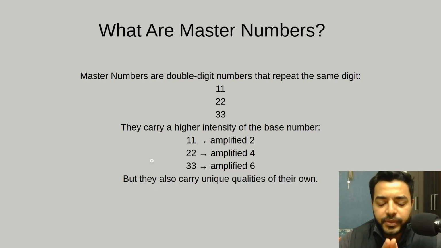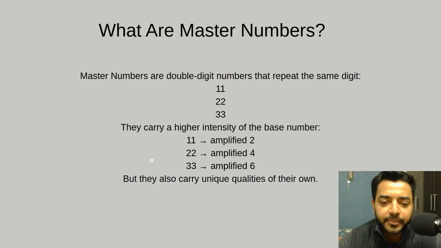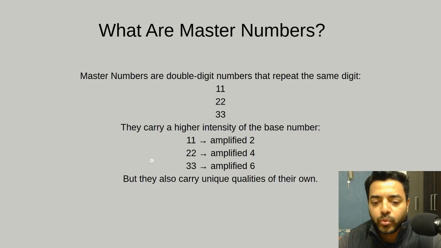Now, first and foremost, we understood that we have to use numbers from 1 to 9. That's 1, 2, 3, 4, 5, 6, 7, 8, and 9. But there are three more numbers which we will be using in Pythagorean numerology, and that includes 11, 22, and 33, which we call master numbers, right? Master numbers are double digit numbers that repeat the same digit, that is 11, 22, and 33. They carry a higher intensity of the base number. So 11 is amplified 2, 22 is the version of 4 which is amplified, and 33 is the version of 6 which is amplified.